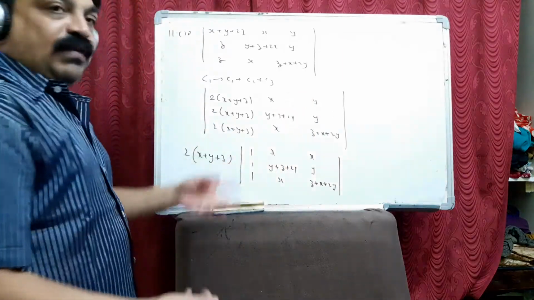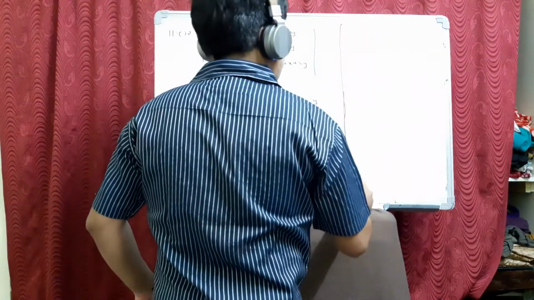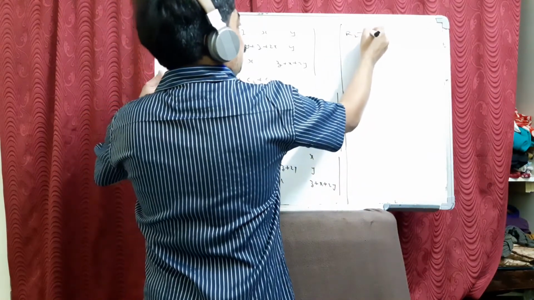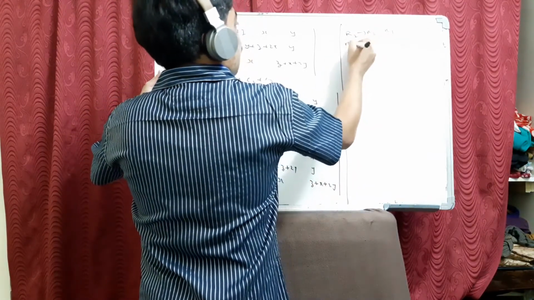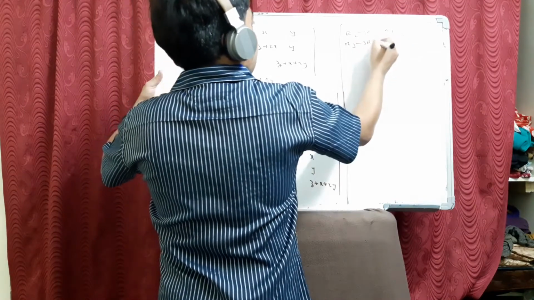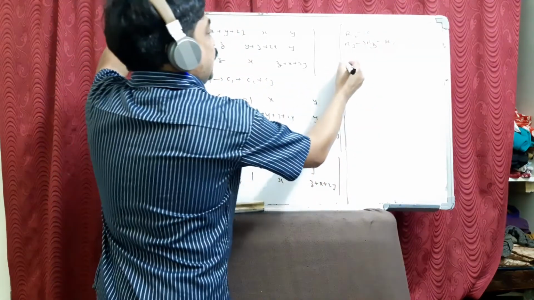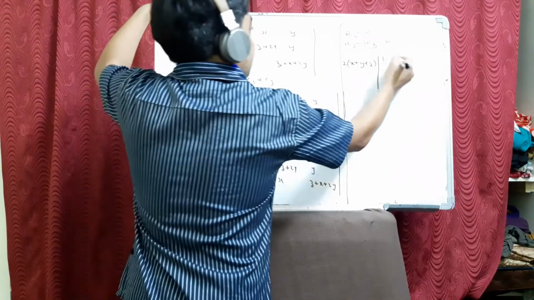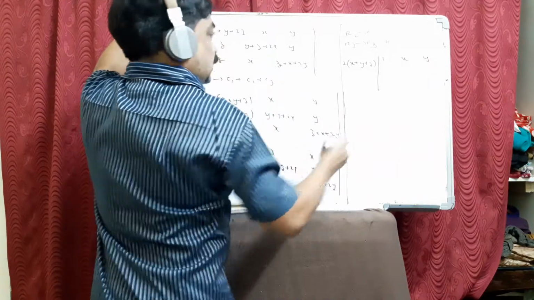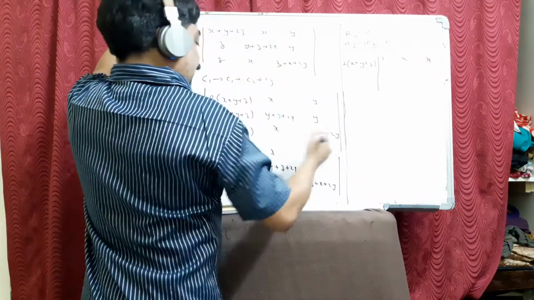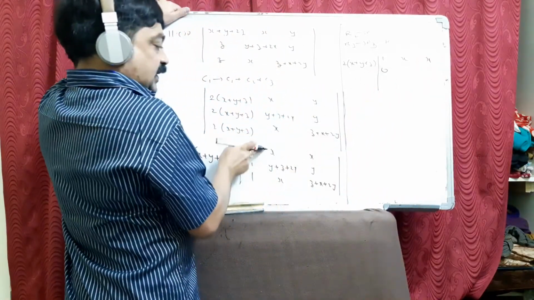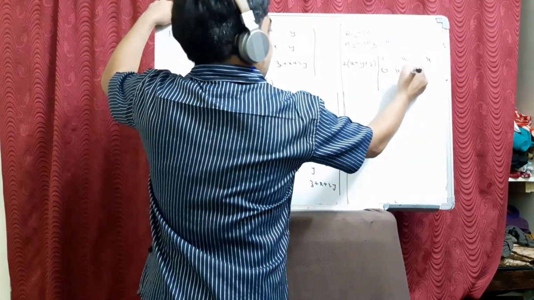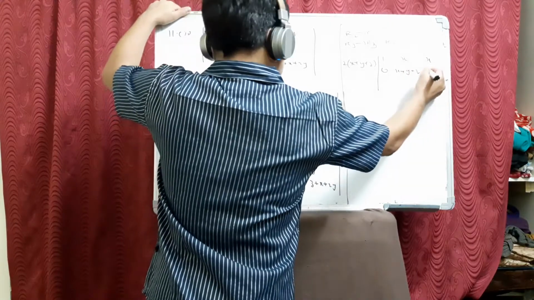Okay. When you have ones, we know what to do. We fix 1, 1, R2 to R2 minus R1, also R3 to R3 minus R1. Now outside it will be 2 into x plus y plus z like that only. Inside, the first row will remain the same. Second row, 0. When you subtract this from this, it becomes x plus y plus z, x plus y plus z, and this becomes y minus x.